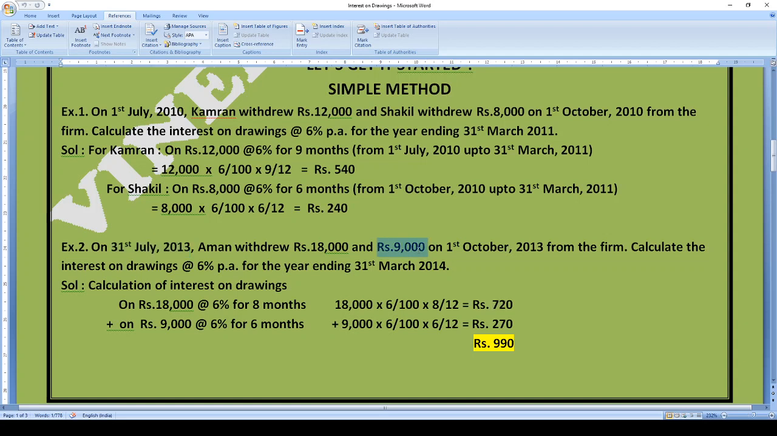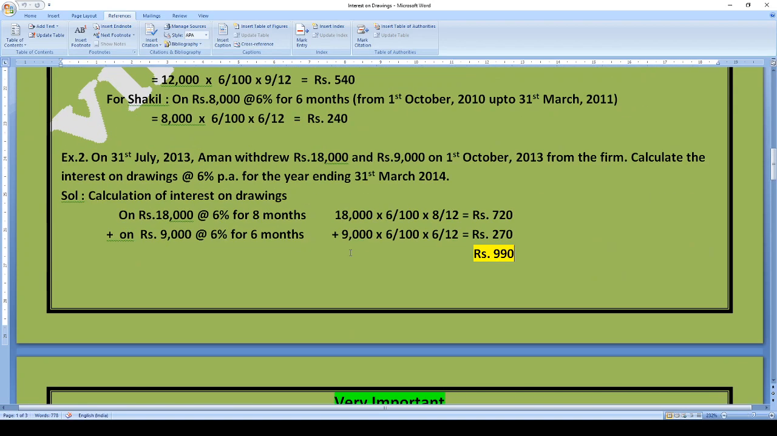Similarly, on rupees 9,000, beginning from 1st October 2013 up to the year ending 31st March 2014, you have to make the calculation for 6 months on the amount of drawing rupees 9,000. So it had become 270, and the total amount of interest on drawing to be charged on Aman's drawings is rupees 990. I hope I'm very clear with these two examples.